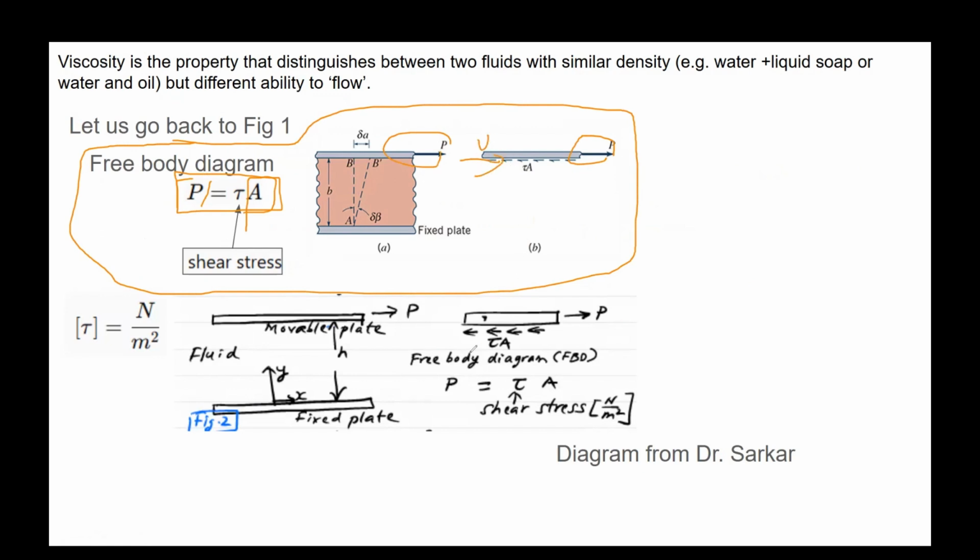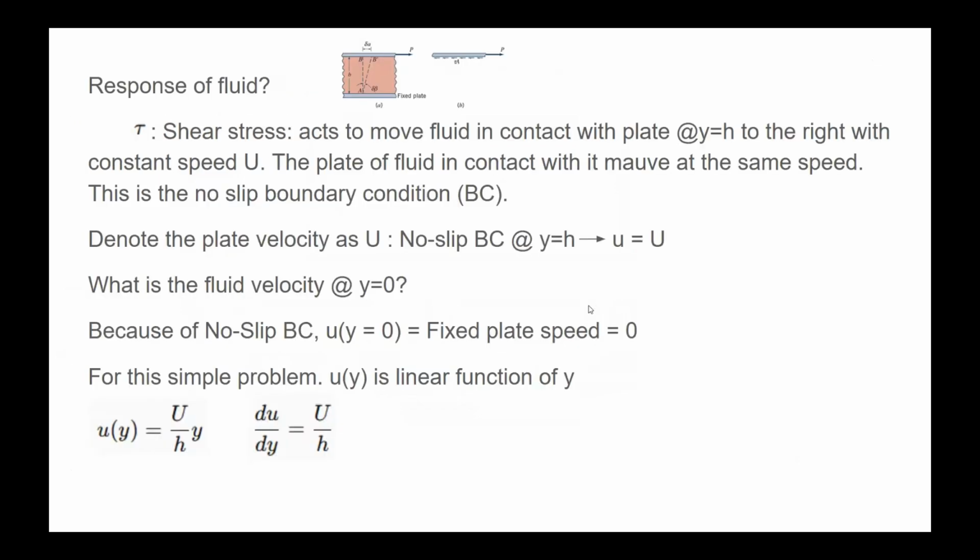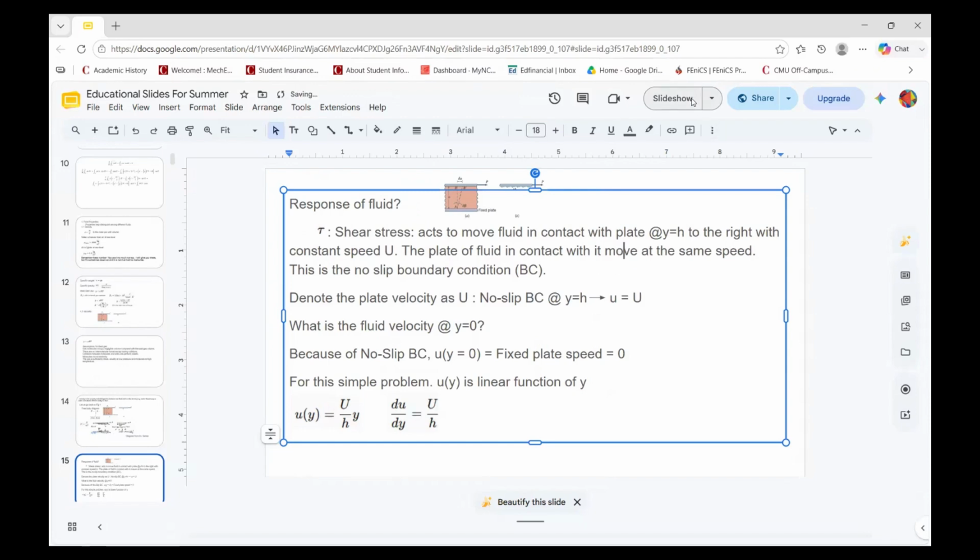We won't talk too much about this until later on, because there's a specific way to look at it with Navier-Stokes that we will do sooner than you think. In response, fluid shear stress acts to move the fluid in contact with the plate at y equals h to the right with constant speed U. The fluid in contact with the plate moves at the same speed.